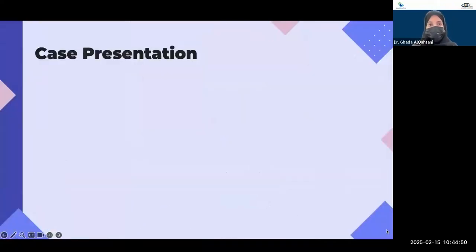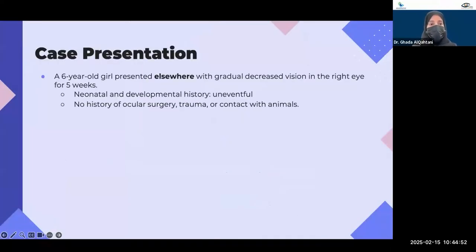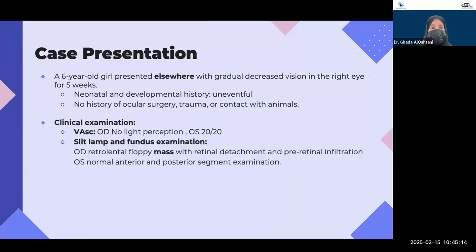Starting with the case presentation, our patient is a 6-year-old girl who presented to another institution with the complaint of gradual decreased vision in the right eye for 5 weeks. Neonatal and developmental history was unremarkable. There was no history of prior ocular surgery, trauma, or contact with animals.